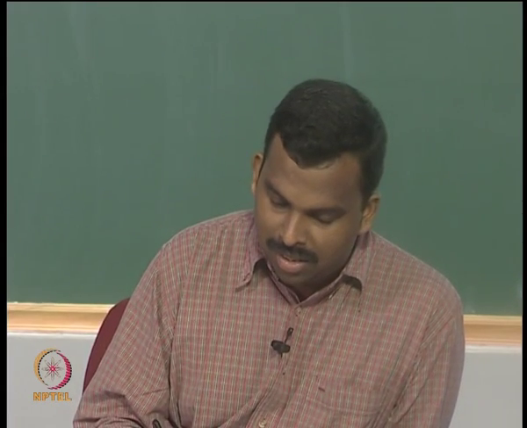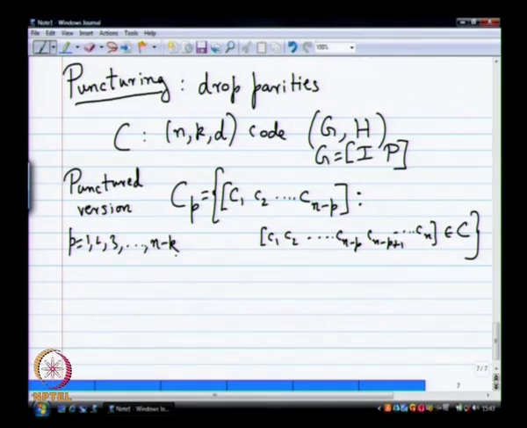I have to pick p carefully, right? I cannot go beyond n minus k. So I will make sure that the first k bits are not affected by the puncturing. Definitely I won't lose code words if I do this, because the first k bits are message bits and I am not puncturing any of that. So they will all be distinct in my 2 to the k code words. As long as I drop parities, my number of code words will not go down. I will have the same number of code words, and everything will work out.